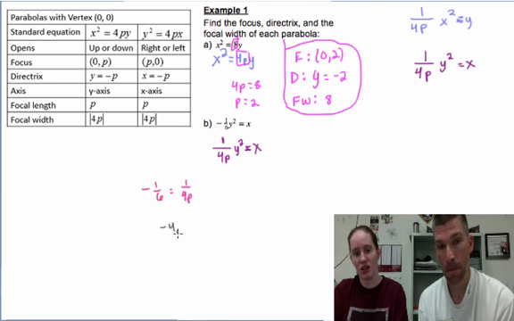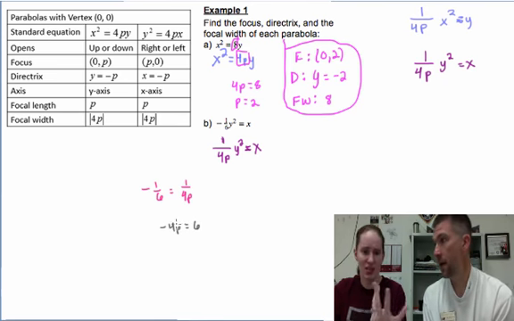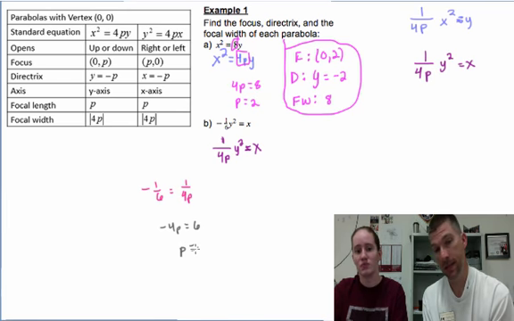So negative 4p equals 6. Or you put the negative on either side. It doesn't matter, because it's going to wind up only on one side at the end. So p equals, if we simplify, negative 3/2. 6 over 4 is 3/2.